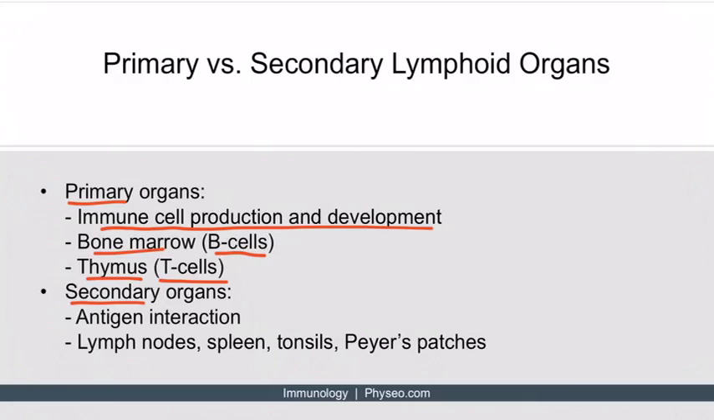Next, we have secondary lymphoid organs. These organs function to allow immune cells to interact with a given antigen, so antigen interaction. They do not directly produce any cell type, but rather help develop preformed adaptive cells. Secondary organs include lymph nodes, the spleen, tonsils, and Peyer's patches in the small intestine.